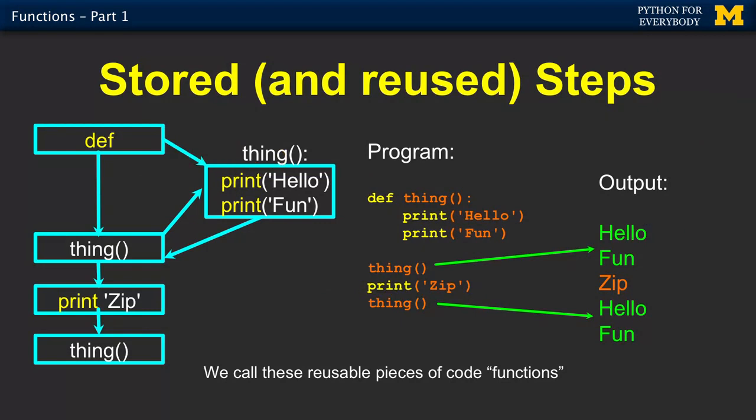So what happens is def does nothing but remember. Thing then says, oh, let's go back and run those 2 lines, so out come hello and fun, and then it comes back down to here, runs this print statement, so out comes zip, and then it says, oh, run that code again. So this is the don't repeat yourself part. Run this print, do it again, and now the program's done.